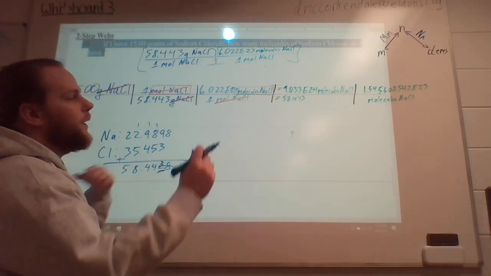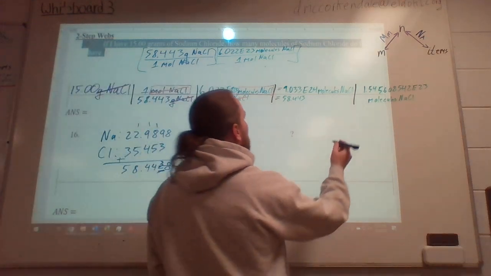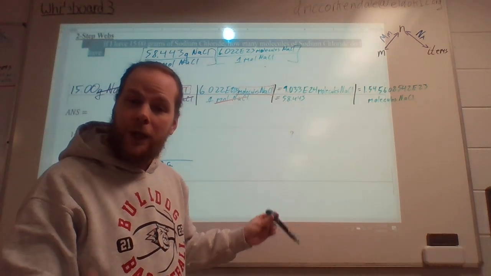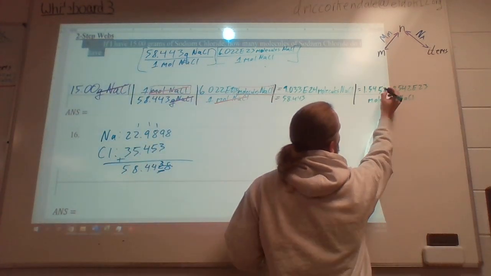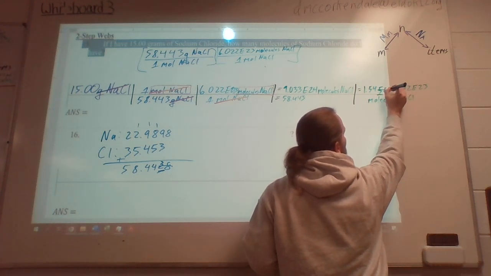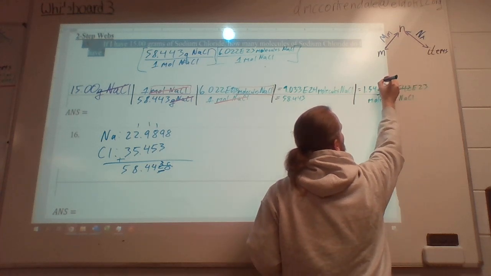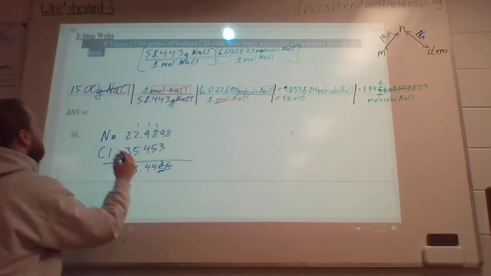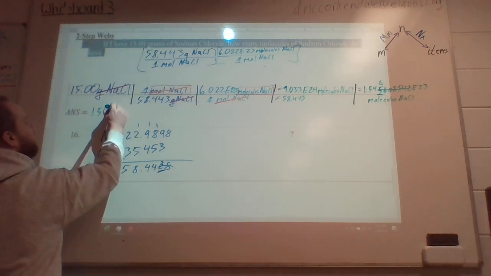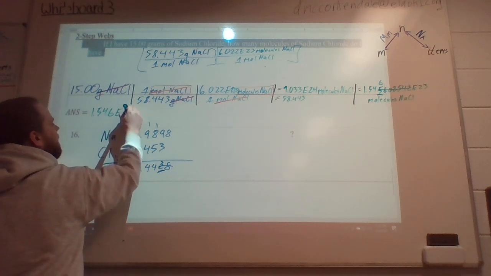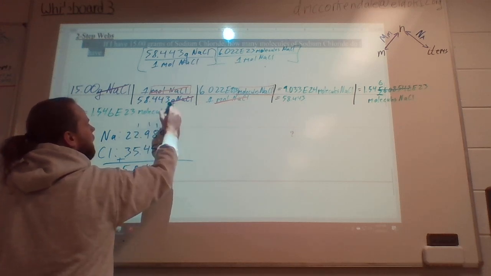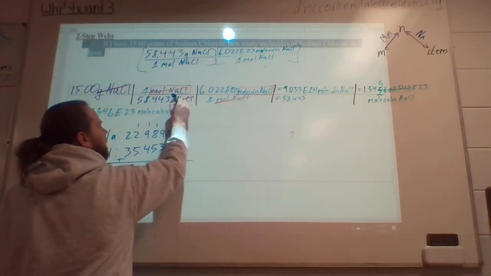And of course, we have to do our sig figs on this. So if we have 4 digits in this number and 5 digits in that number, we can only have 4 in our final answer. So the 4th digit is this 5, which means that this 6 following it is also going to have to change. Cross out the rest of that. That becomes a 6, which makes our final answer 1.546 E23 molecules of NaCl.